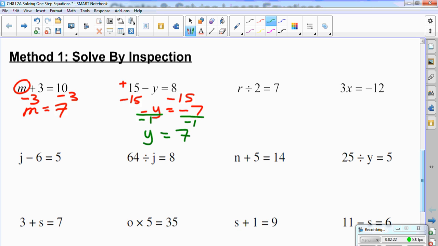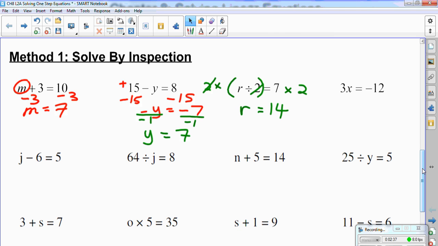Looking at the next example, r is being divided by 2. So the opposite of that is timesing by 2. Whatever we do on one side, we do the same to the other. 2 divided by 2 will cancel out, so we're left with just r. So r has a value of 14.